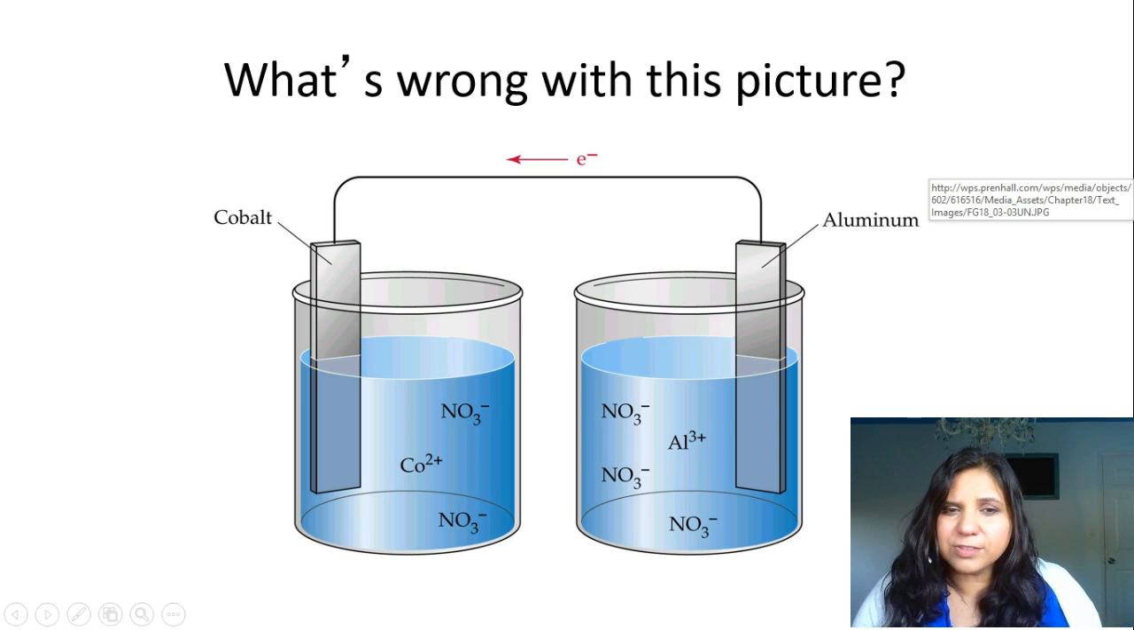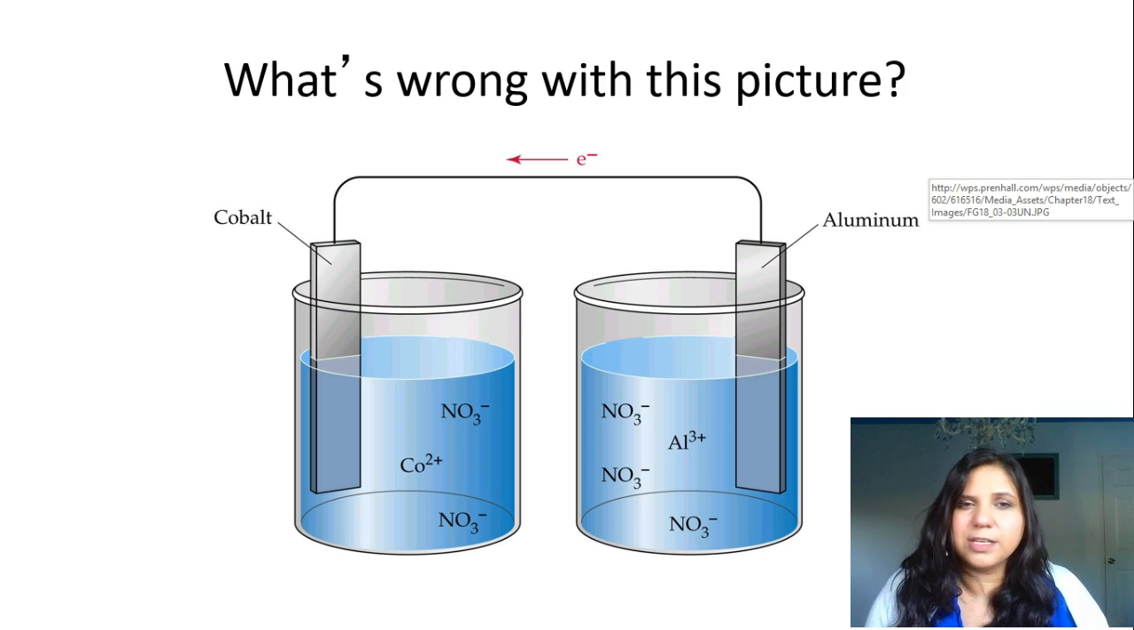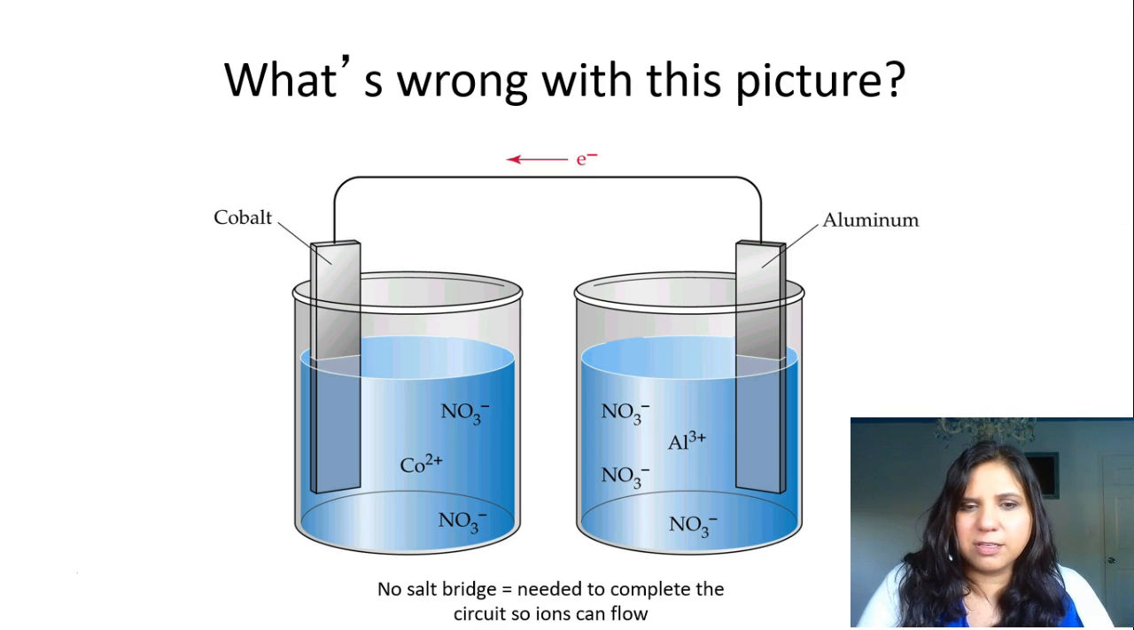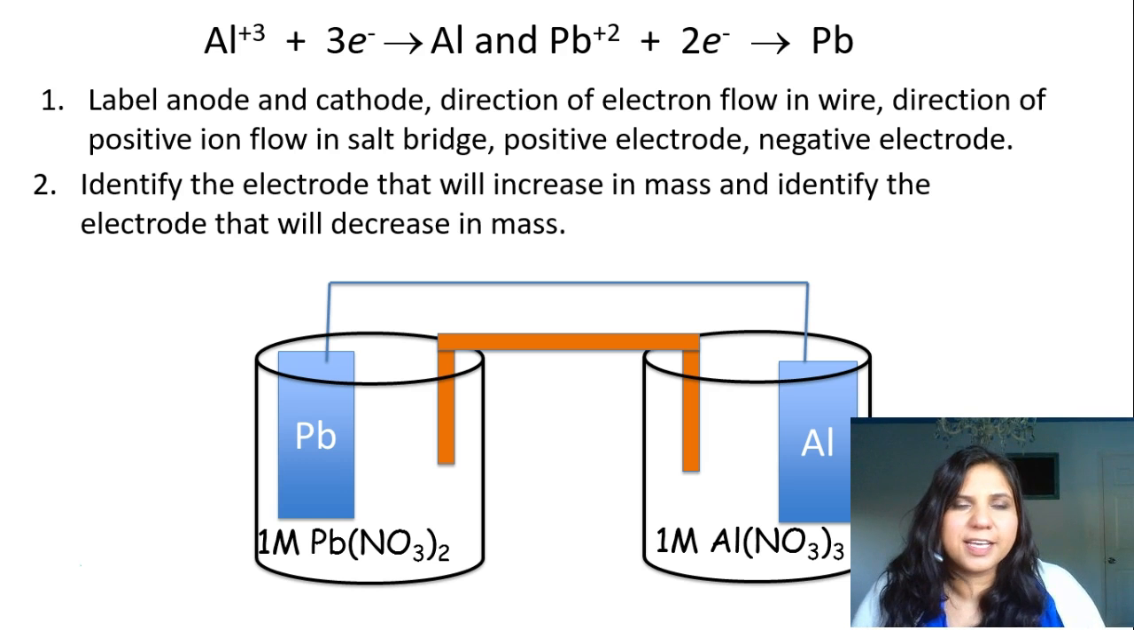Okay. Hopefully you noticed it is missing a salt bridge, and so the electrons would not be allowed to continue to flow because there's no balance of charge. Okay, here is our second example.